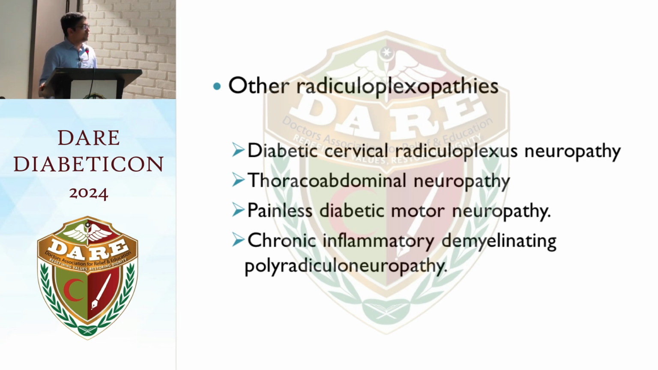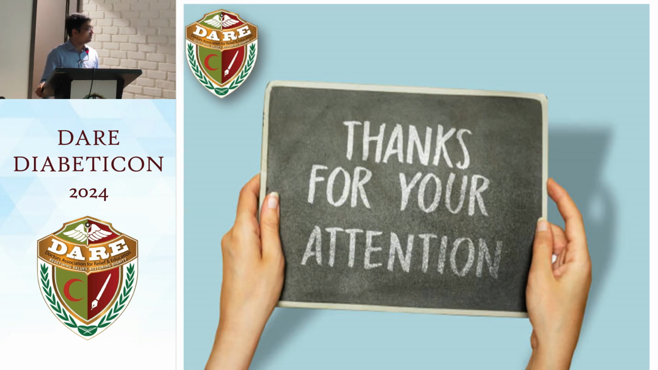The painless diabetic mononeuropathy mimics CIDP. How to differentiate CIDP from painless diabetic mononeuropathy? We can do a nerve conduction study. If it shows an axonal pattern, it favors painless diabetic mononeuropathy more than CIDP.